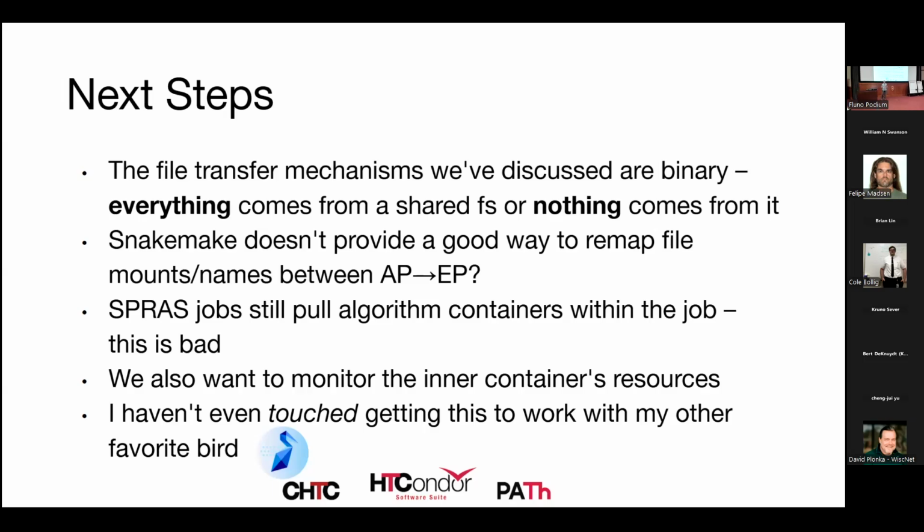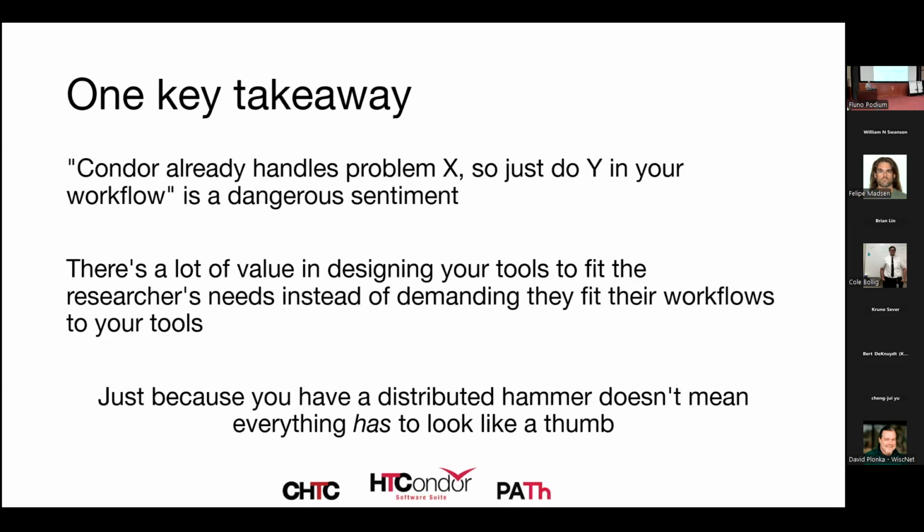So if there were a simple way to strip a prefix out of that URL and tell Snakemake at the EP, this is the actual input that you need to compute on, I think we could get that from there.